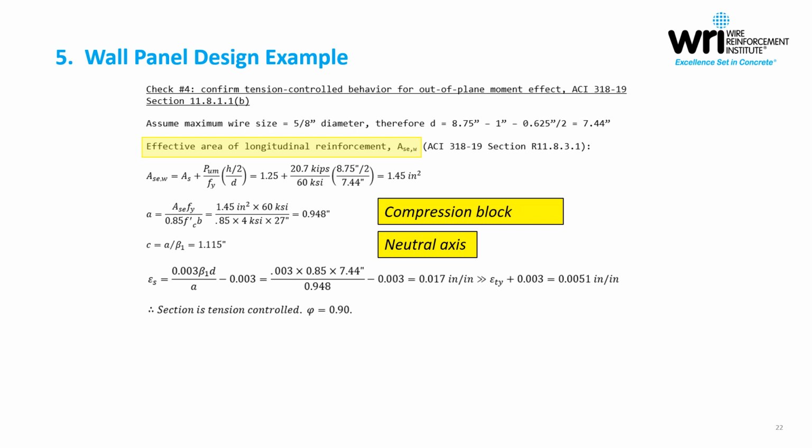We use this value in our calculations, so we move on to a compression block calculation, a being equal to 0.948. Then we can derive our neutral axis location at 1.115, all of which allows us to get to our maximum tensile strain, which we calculate to be 0.017, and of course that is significantly larger than the limit of 0.005, so we can comfortably say that this section will be tension controlled, which will allow us to use a phi factor of 0.9.